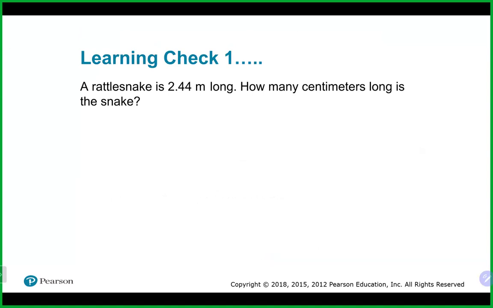All right, so let's do this one. A rattlesnake is 2.44 meters long. How many centimeters is the snake? And as we know, centi is 10 to the minus 2. So why don't you give it a go? Let's see what you come up with.